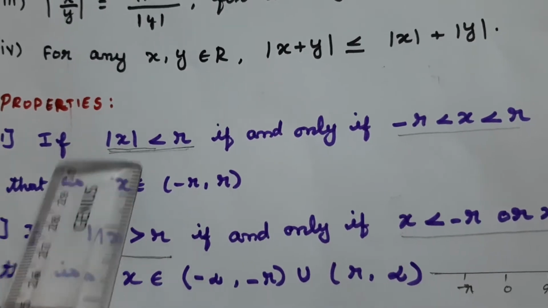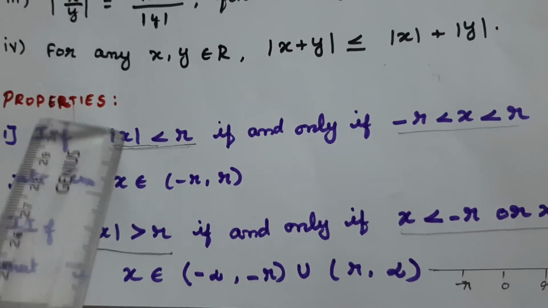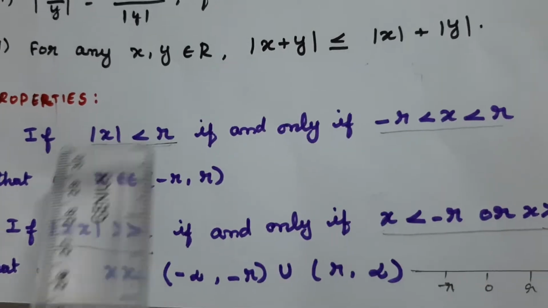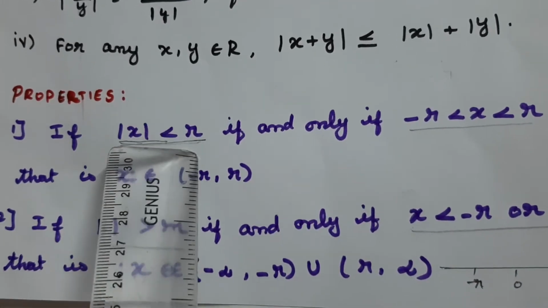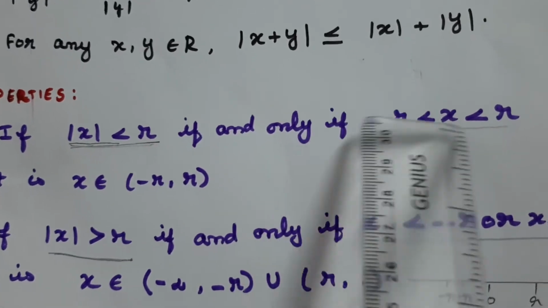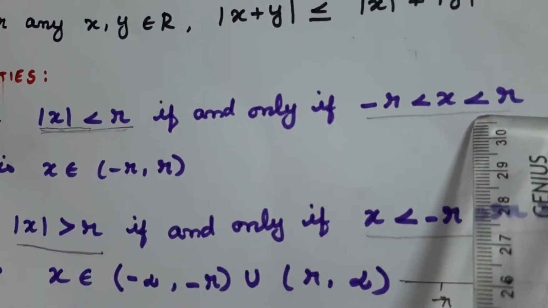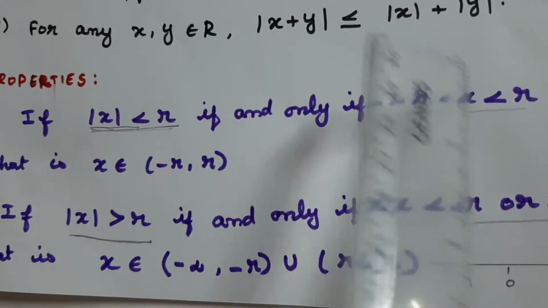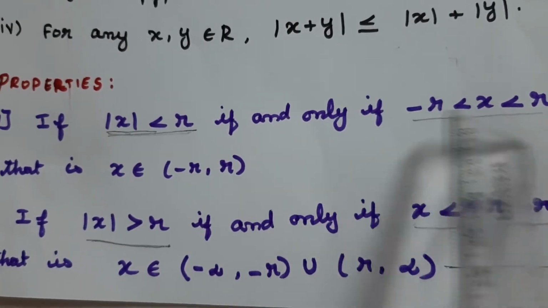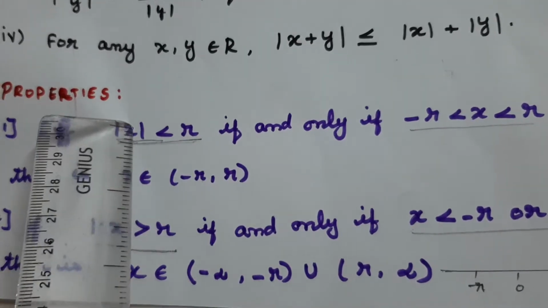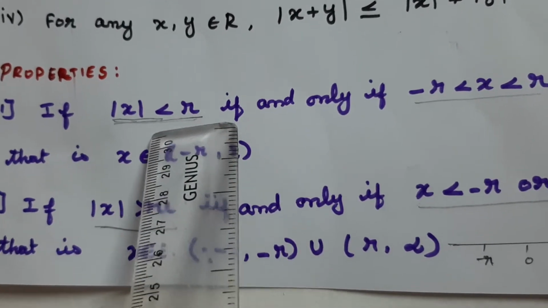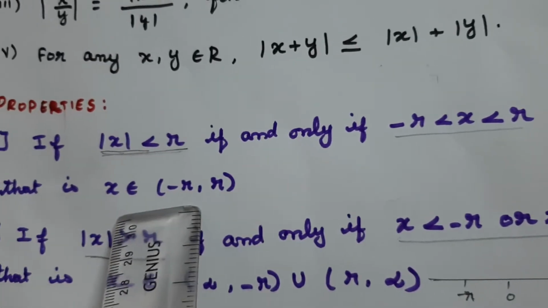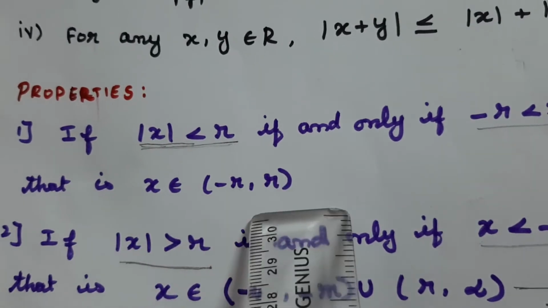If modulus of x is less than R, that is, the absolute value of x is less than R, if and only if x lies between minus R and plus R, that is, minus R less than x less than R. Clear? If it lies in this way, we can conclude, and if and only if means it works both ways. If x lies in this interval, we can also say that modulus of x is less than R. That is, x belongs to the interval minus R to plus R.